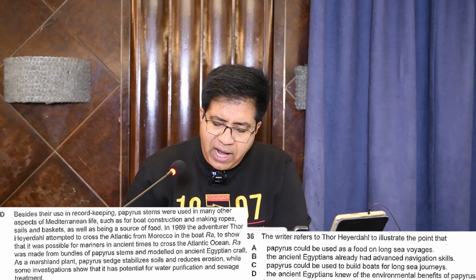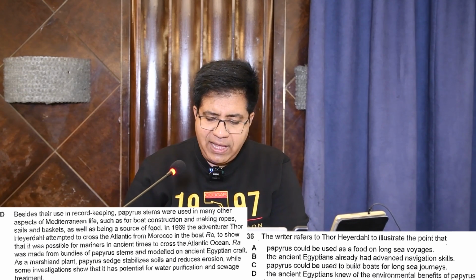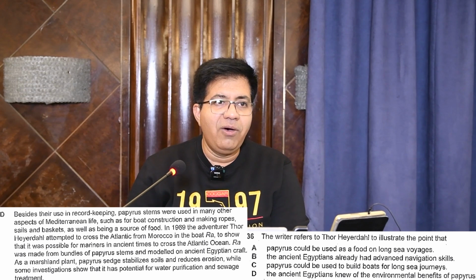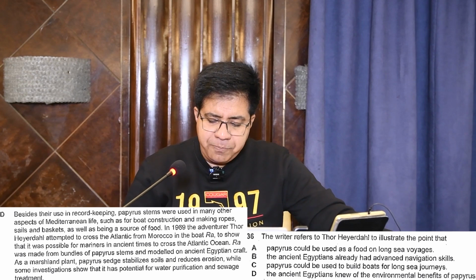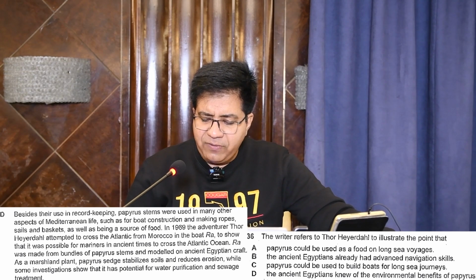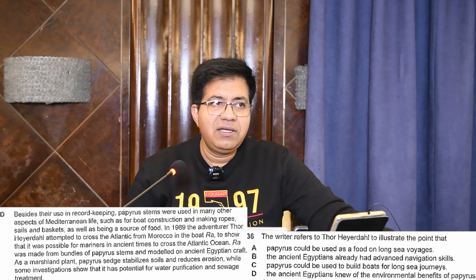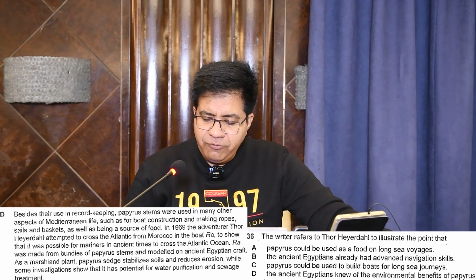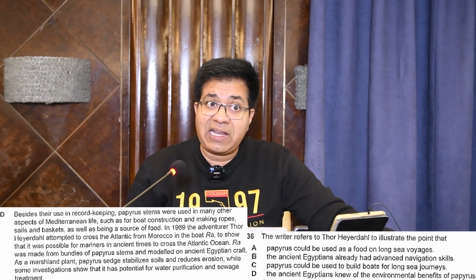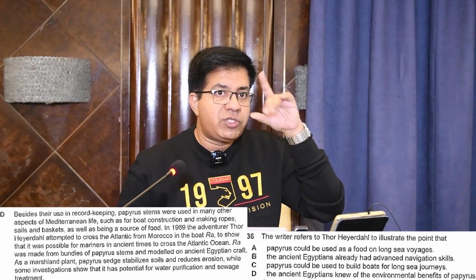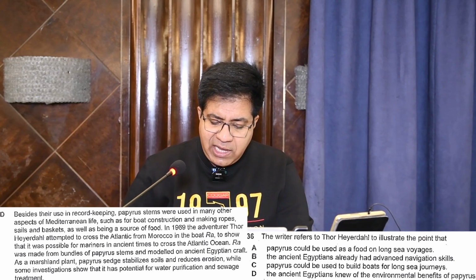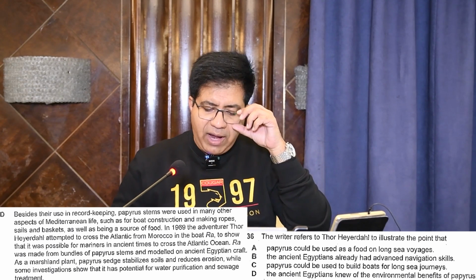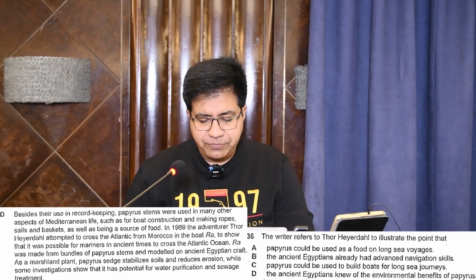The writer refers to Thor Heyerdahl to illustrate the point that option A, papyrus could be used as food on long sea voyage. No, they used it in boat. Option B, ancient Egyptians already had advanced navigation skills. No. Option C, papyrus could be used to build boats for long sea journeys. Exactly. Papyrus could be used to build boats. C will be the right answer. And option D, ancient Egyptians knew of the environmental benefits. Not at all. So the right answer is option C.